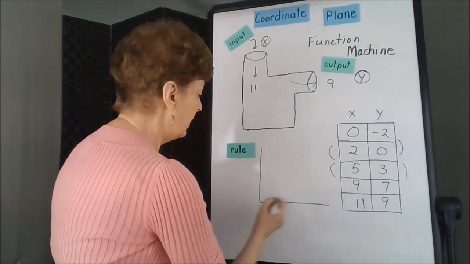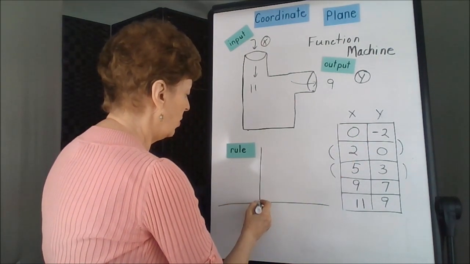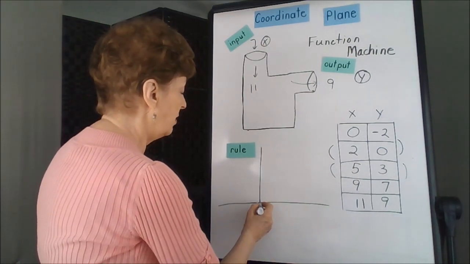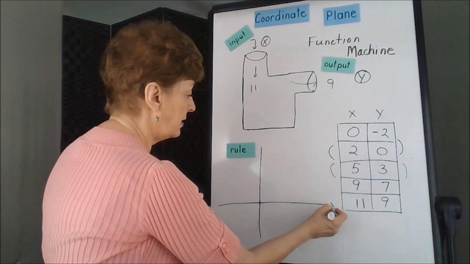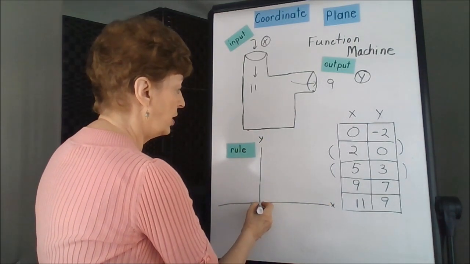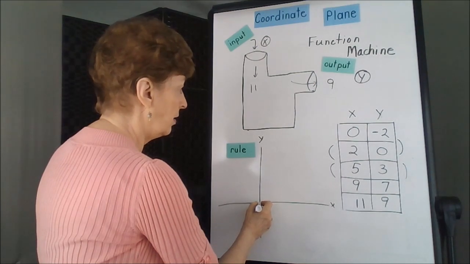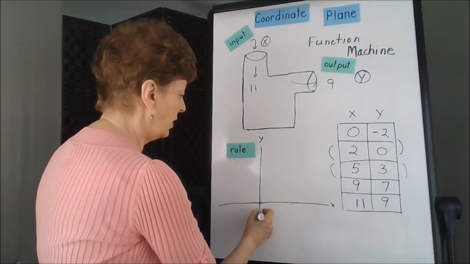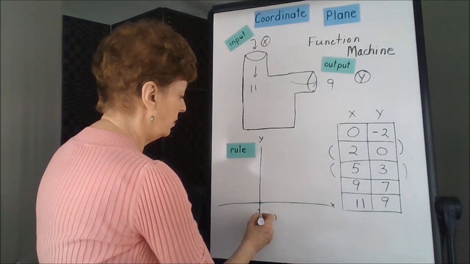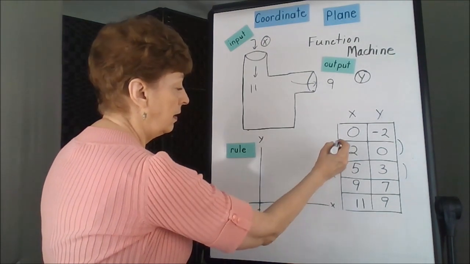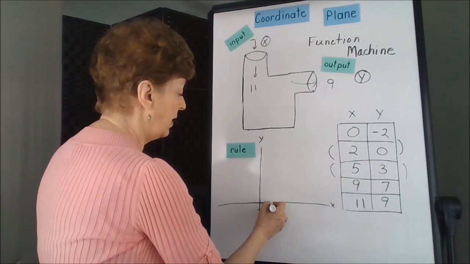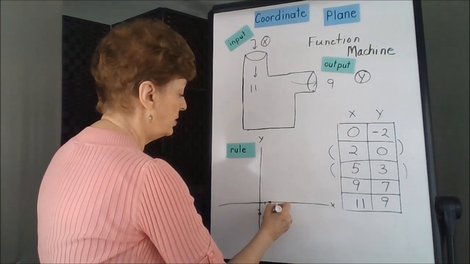We have 0 and negative 2. Well, we need more of our coordinate plane then. We need the whole thing. If we're at 0 on our x-axis, and we're going to go to a negative 2 on our y-axis, that means down, 1, 2. So this is at 0, negative 2, right there. Then we have 2, 0, 1, 2, and stay right on that line. This is 2 and 0.